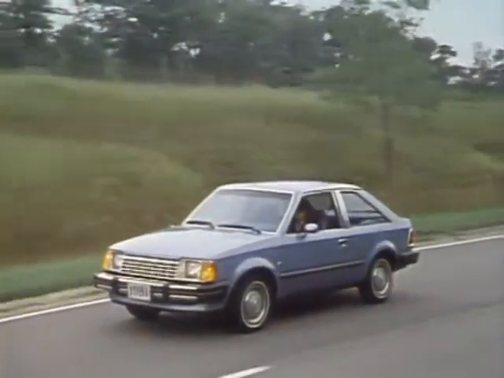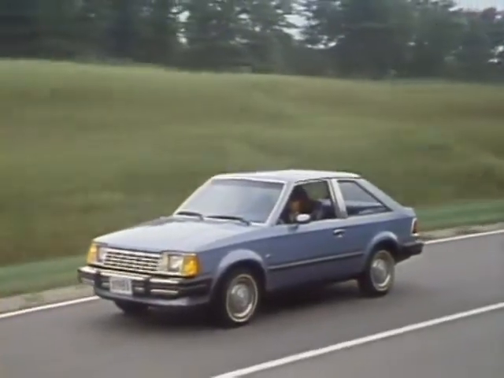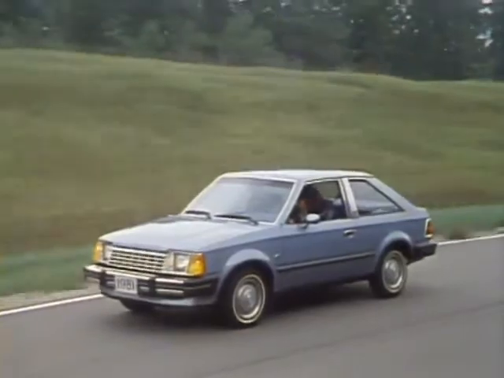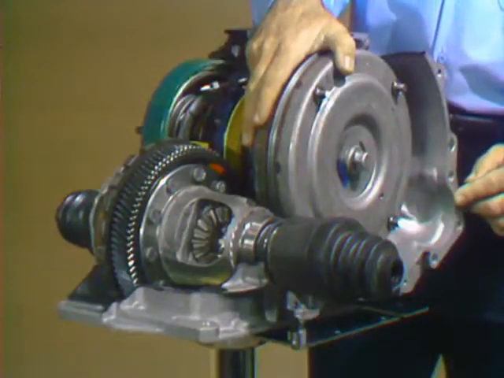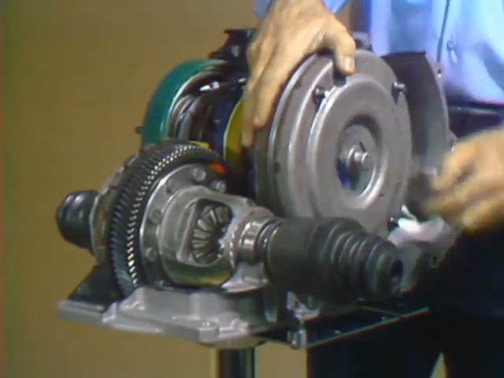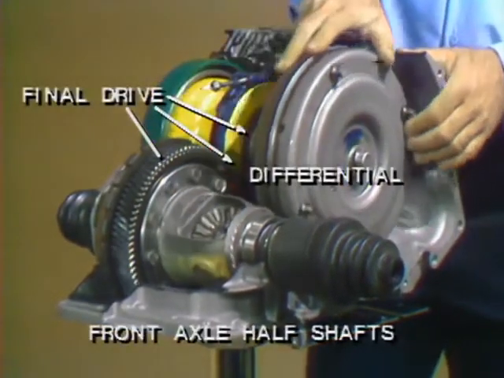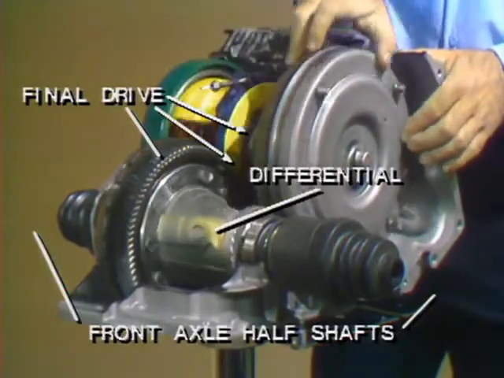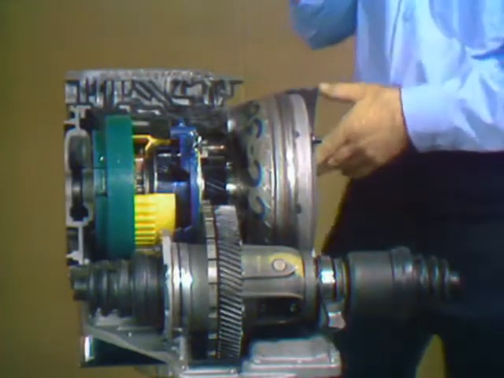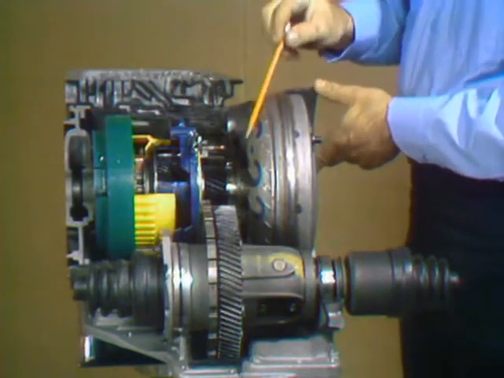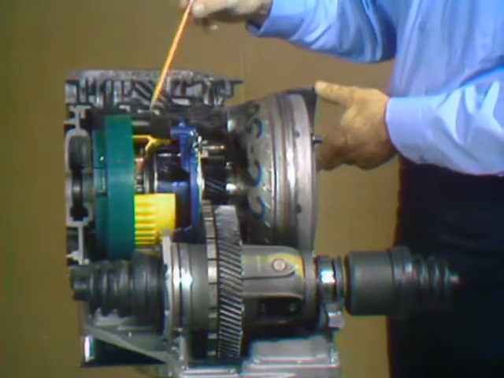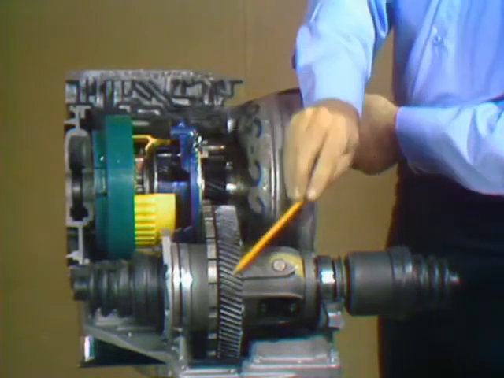In Escort and Lynx cars with automatic transmission, the ATX Automatic Transaxle is the heart of the front-wheel drive. The transaxle is bolted to the engine and is driven by the engine crankshaft and flywheel. Its output is through a final drive and differential to the front axle half shafts. We will describe the ATX in 3 general sections. 1. The torque converter. 2. The planetary gear train. And 3. The final drive, which drives the differential.